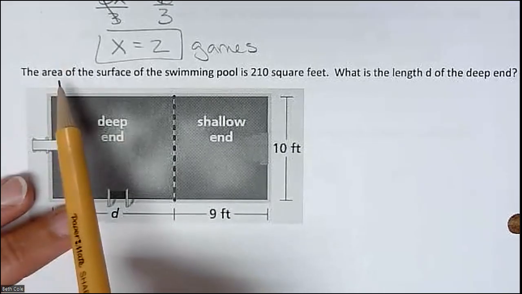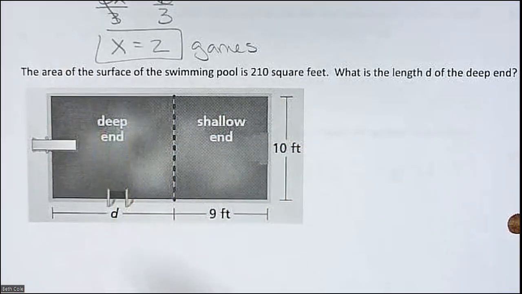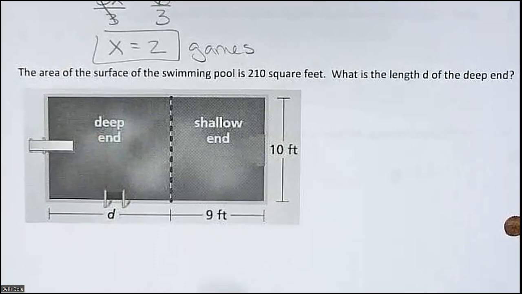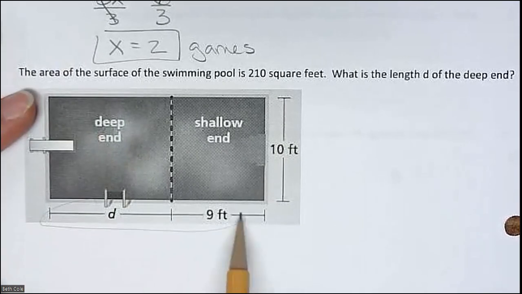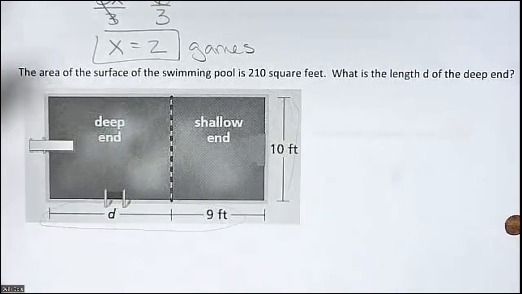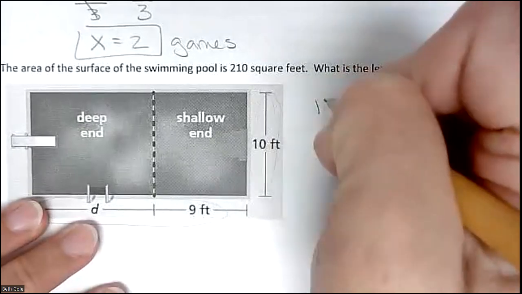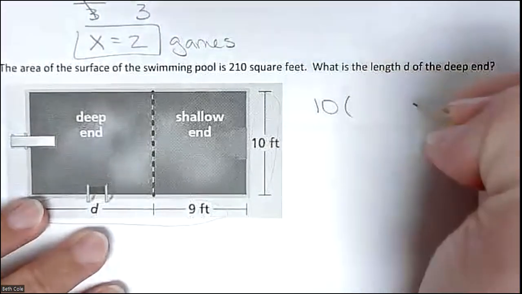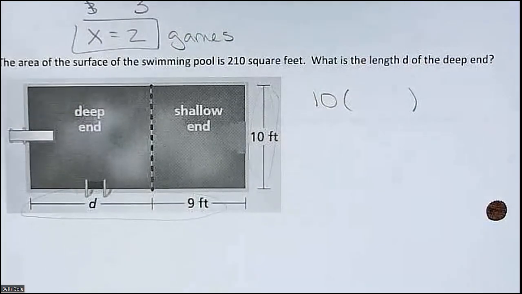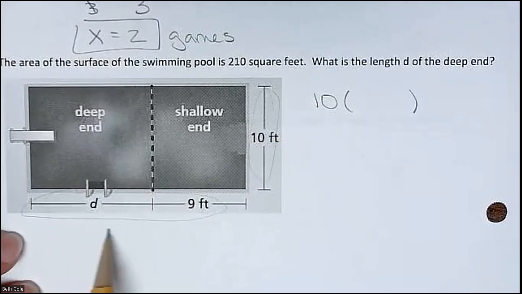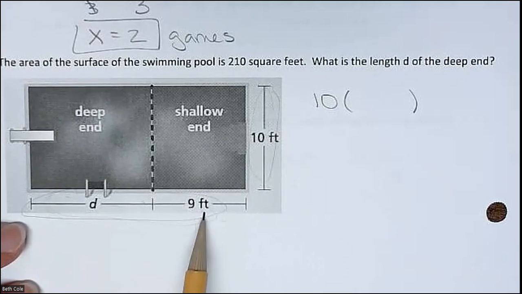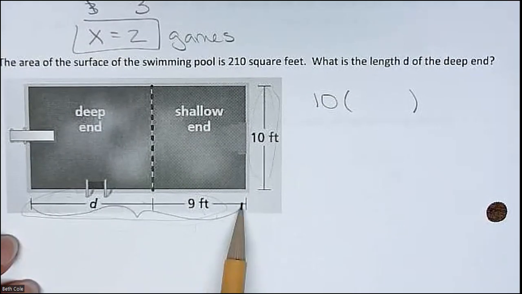All right. The surface area of a swimming pool is 210 square feet. That means if you take this side times this side, it should equal 210. If you multiply them, you will get 210. So this side is 10. And we have to multiply, just put a blank parenthesis. We have to multiply that by this side. So, if this much is D and this much is 9, what is the whole thing worth?